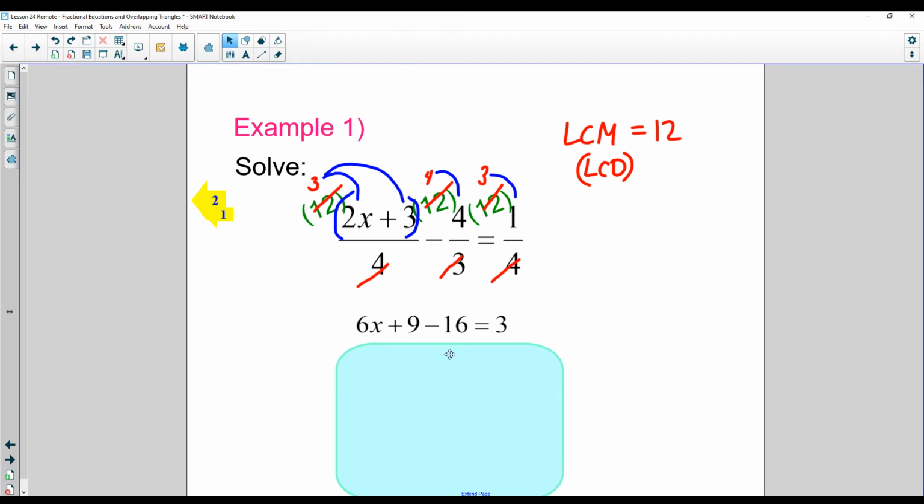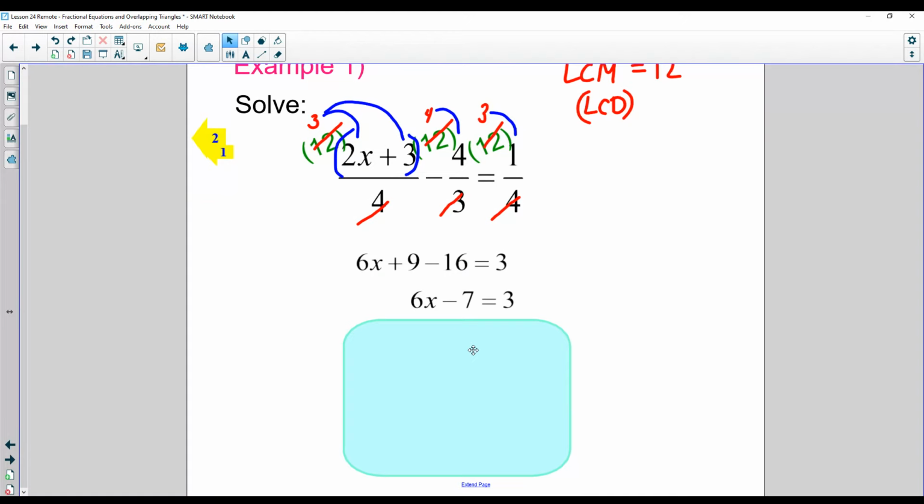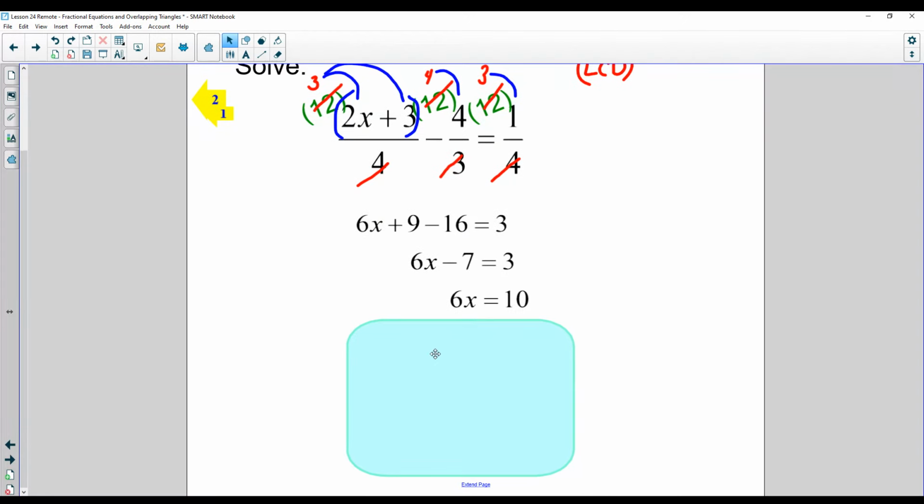On the left side, let's gather our like terms. 6x minus 7 equals 3. Let's add 7 to both sides. We have 6x equals 10. Dividing both sides by 6 and reducing, we have x equals 5/3.